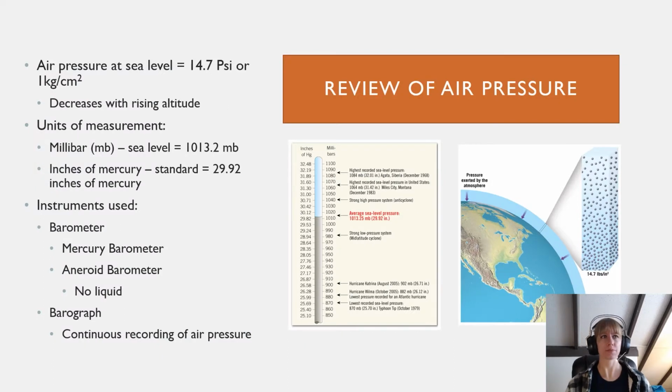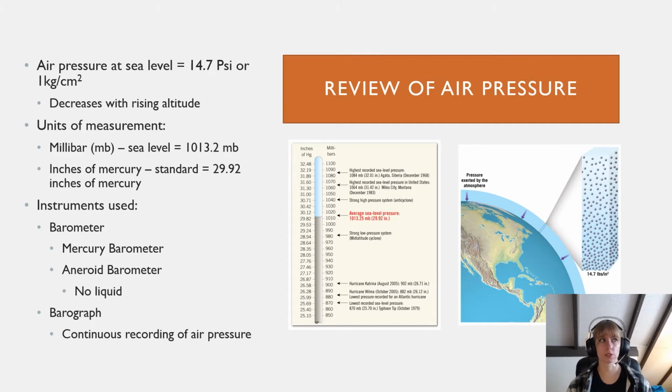All right, so let's have a review of air pressure. Remember, air pressure at sea level is about 14.7 psi, or 1 kilogram per centimeter squared. Air pressure decreases with rising altitude, and our units of measurement are millibars. Sea level is 1013.2 millibars. And then we have inches of mercury, which is known as standard, where we have 29.92 inches of mercury.